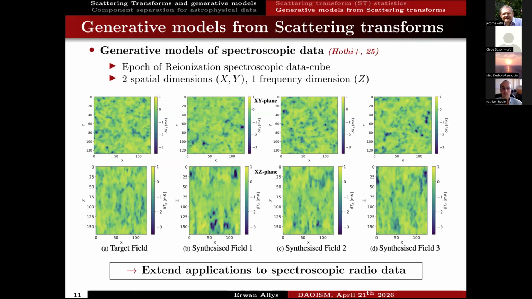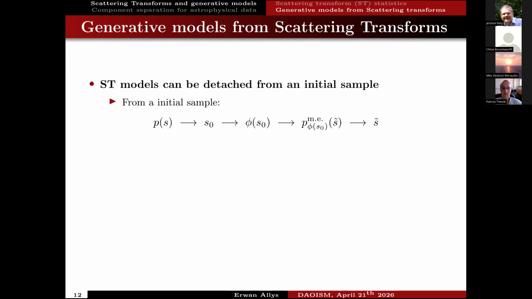X, Y are the spatial dimension. Z is the spectral dimension. So you see you have clearly a different structure on the spatial direction and the spectral direction. And here that's one target field, and that's the kind of realization that we can sample from one single data cube. And okay, there is still work to do, but it shows that the applications that I will show later on could be extended to a spectroscopic data cube.